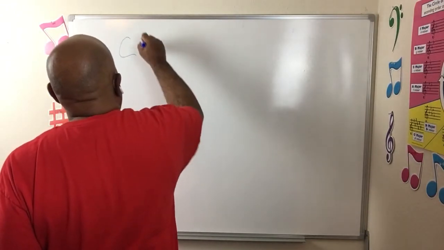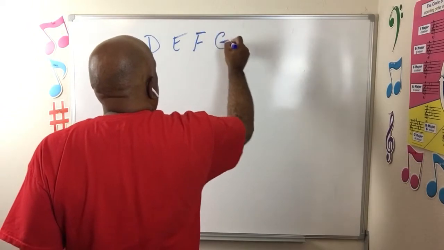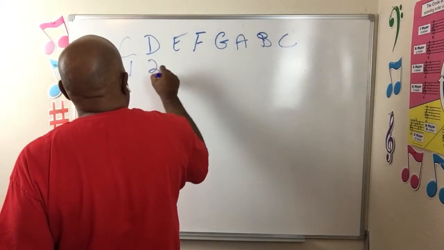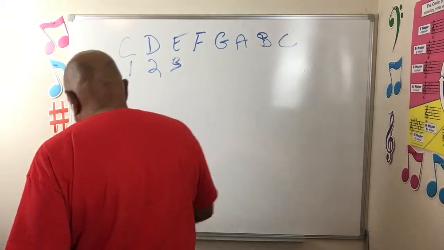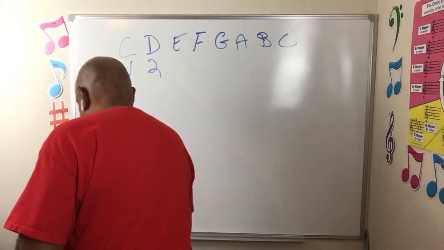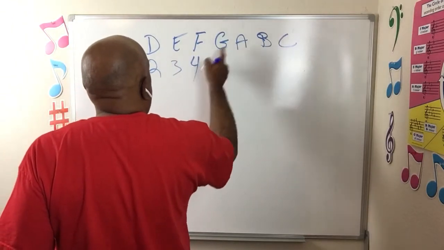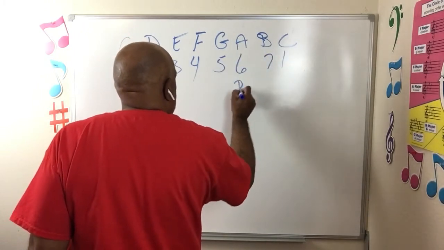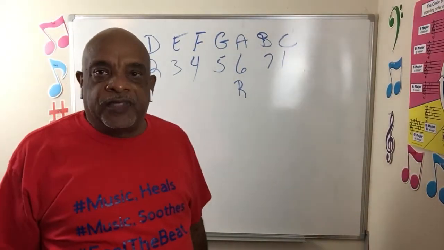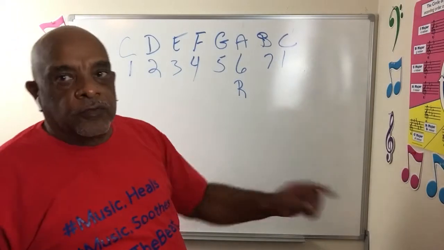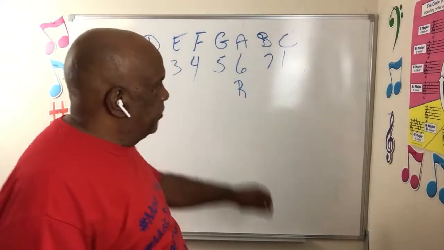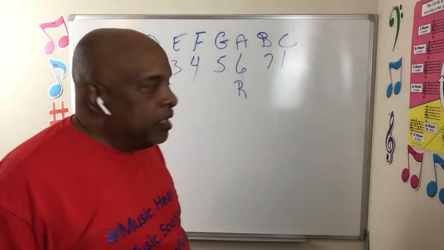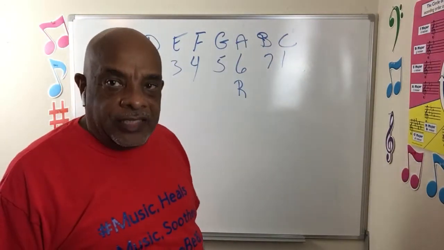Key of C, so that's C, D, E, F, G, A, B, and C. C is the first degree, D is the second degree, E is the third degree, F is the fourth degree, G is the fifth degree, and the sixth degree is A. So A is your relative minor to the key of C. Remember, to find the relative minor of any major key, go to the sixth degree, and that's going to give you the relative minor that you're going to need. So in this case, the relative minor of the key of C is A.